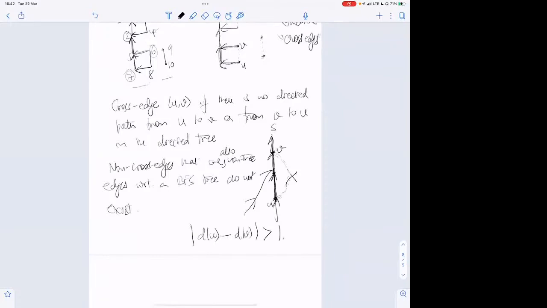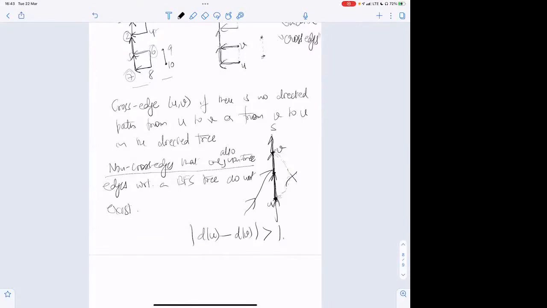Because this path is of length at least 2. V is not the parent of U. V is some ancestor of U. So this path from V to U is at least of length 2, while there's a direct edge between them. So there's a way to short circuit the path: come to V from S, and then go to U. This path is shorter than the tree path. Yeah, that would contradict that this tree is the shortest path. So therefore, non-tree edges that are non-cross edges do not exist in a BFS tree.